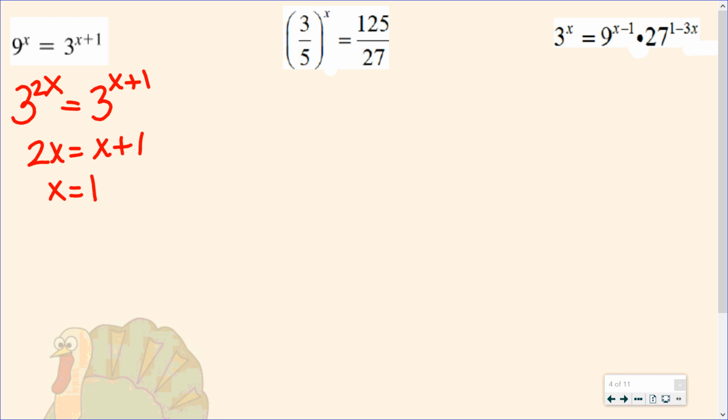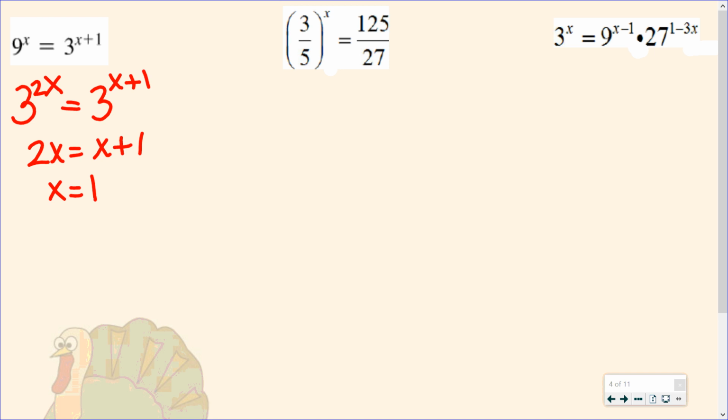What am I going to do on the next one? 3/5 to the x equals 125 over 27. Okay, so what could I rewrite here? 3 and 5, you don't really have any choices, right? They're prime numbers. I'm not going to be able to write them as a power of anything.